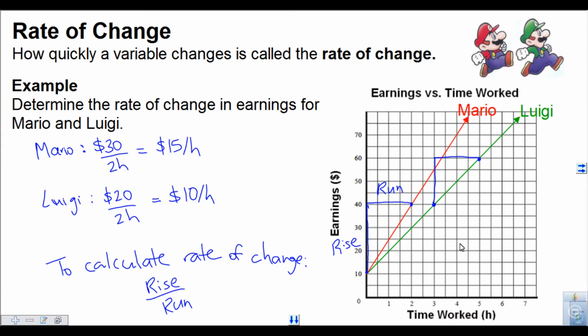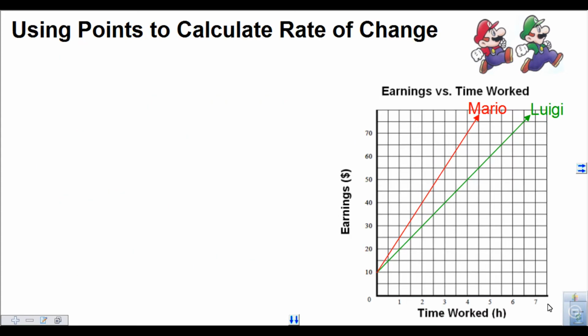Now, I'm going to show you a different method over here, where we don't really count on the triangles, because you're going to be given other representations of earnings and time worked. It's not necessarily going to be a graph, so I want you to know how to calculate rate of change if you are given a graph or a table of values, for instance. So let's look at Mario and Luigi again, and I'm going to highlight those points that I used before. Now remember, Mario earned $30 in 2 hours.